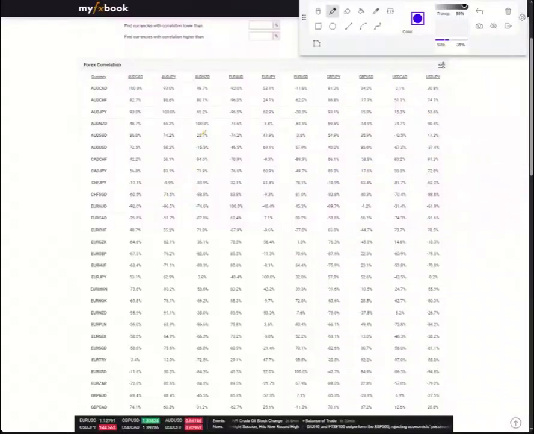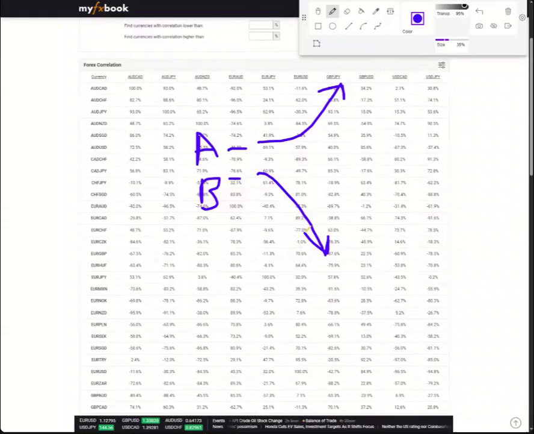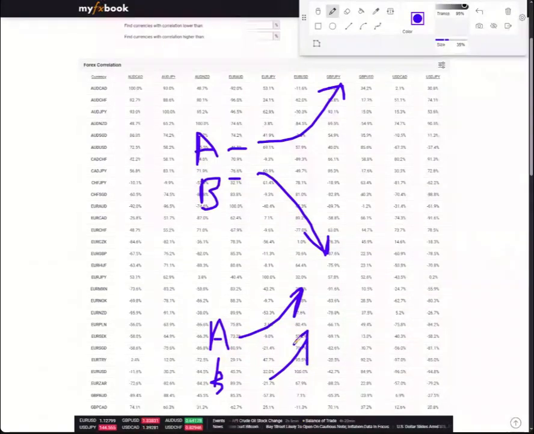So ukisikia kitu iko na negative correlation, assume currency pair A and B iko na negative correlation, kumaanisha if currency pair A goes up, currency pair B goes down, like that. So negative correlation ni inverse, ni like zinaenda in opposite way. But positive correlation, currency pair A and currency pair B zinafaa kuenda the same direction, like this. You see? So correlation is either negative or positive.